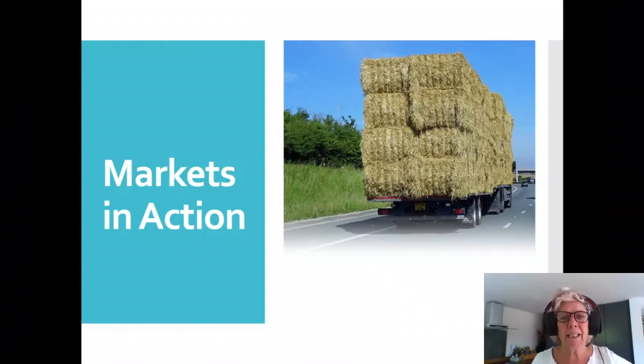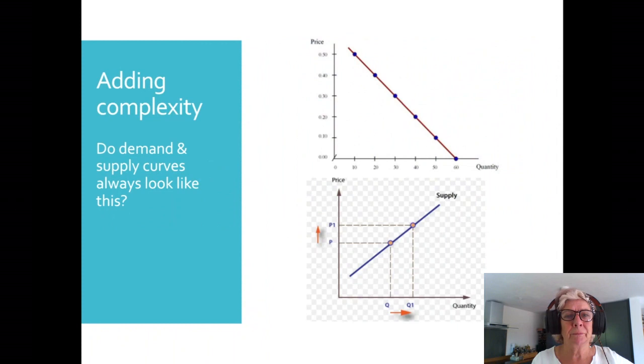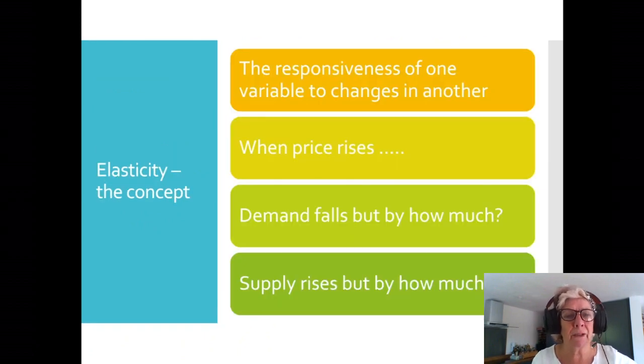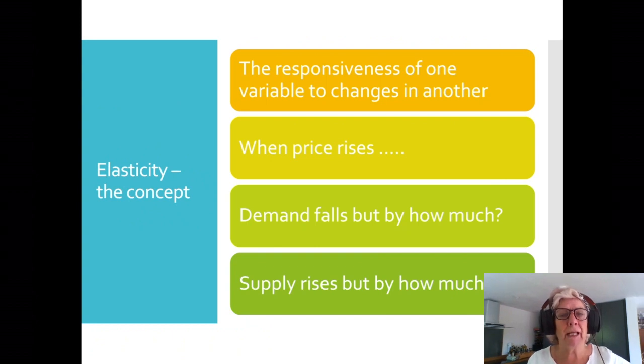This week we're going to look in a little bit more detail at how markets behave in reality. We're going to add a little bit of complexity. So we recognise these demand and supply curves. The question is, do the demand and supply curves always look like this? Well, clearly the answer is no. Demand and supply curves will be different for different kinds of goods, and that's what we're going to look at today. And specifically, we're going to be looking at the concept of elasticity.